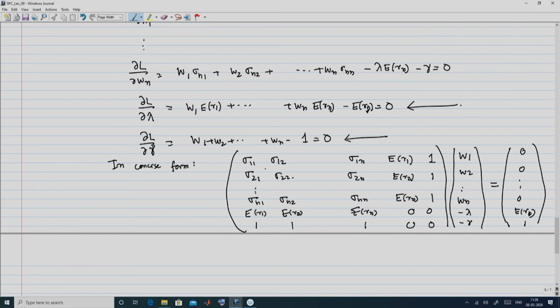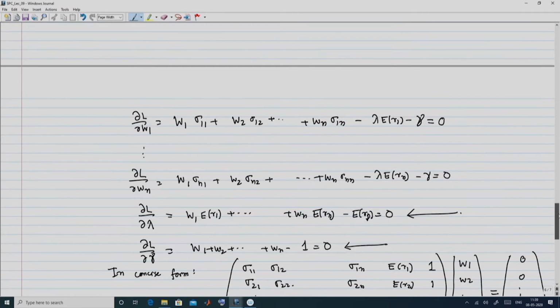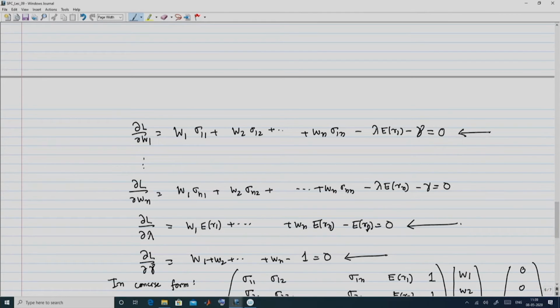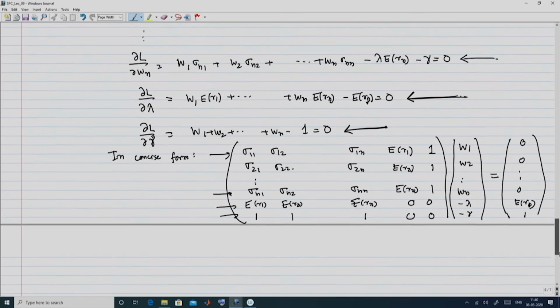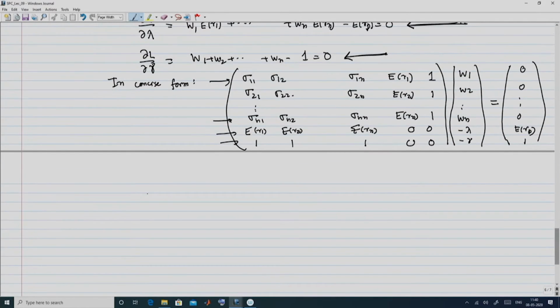So, for example, if you take the matrix multiplication of the first row, then you obtain the first equation here, and then this row here will give you this expression here, and these last two rows, if you multiply them, you will basically recover this constraint and this constraint. So, what you can do now is we can write this.